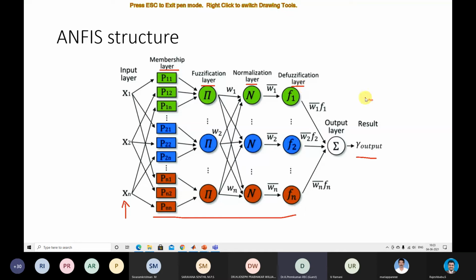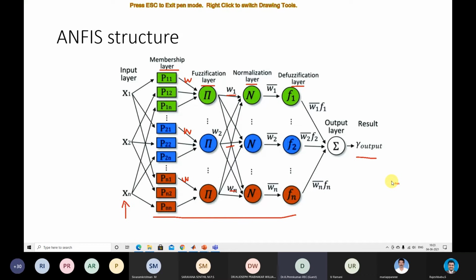Also, in between each layer, for example from the composite layer to the fuzzification layer, there are weights. And also between the fuzzification layer and the normalization layer, there are weights. So different weights link with the next layers. There are links in between every two layers.